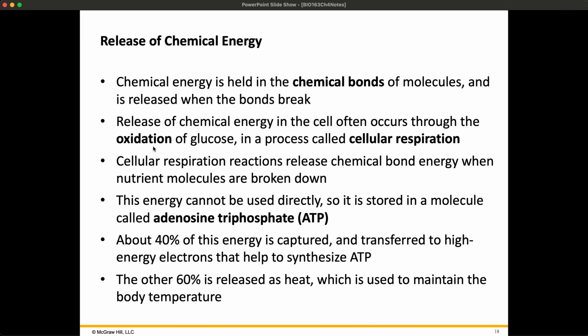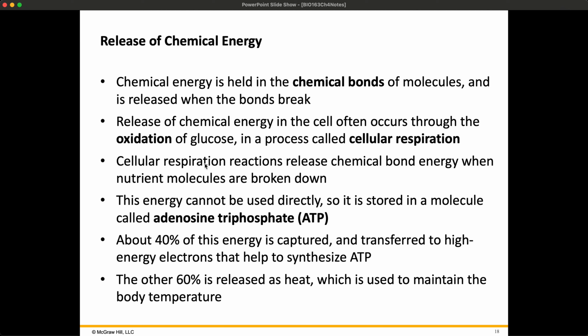So our body goes through oxidation of glucose through the cellular respiration process. Cellular respiration releases chemical bond energy when those nutrient molecules, your glucose molecules, are broken down. It can't be used directly. We'll see that there are some cases where a body might just break down a glucose molecule and use that energy real quick. But generally speaking, to use energy in our body in any effective way, it has to be transferred into ATP, adenosine triphosphate.